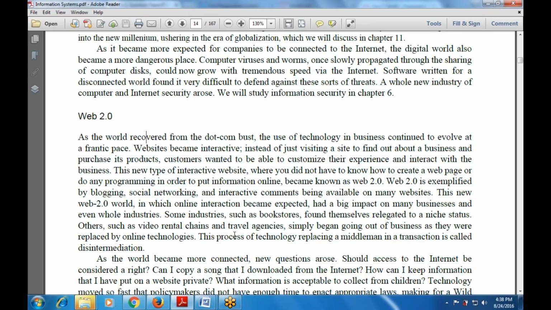So it is a new version that is used for blogging. What is a blog? That is a personal website we have created, or we can say a mini website, then social networking and interactive comments that became available on many websites. And this new Web 2.0 world is one in which online interaction became expected. That had a big impact on many businesses and even whole industries. The process of technology replacing a middleman in a transaction is known as disintermediation.